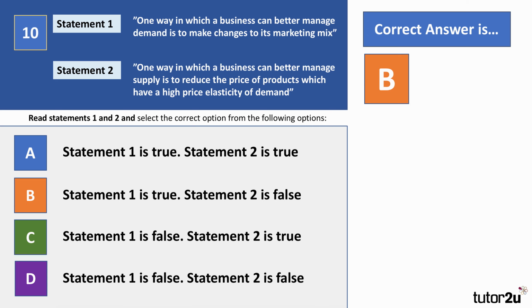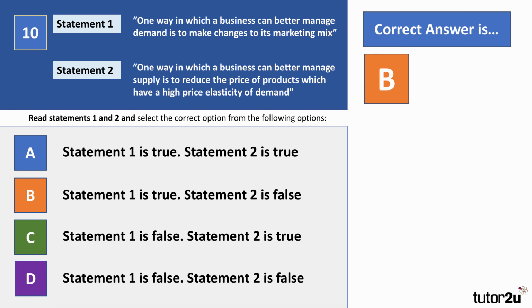Statement 2, well, that's not connected with supply, is it? One way in which a business can better manage supply, what that statement actually goes on to do is to describe a way in which the business is trying to manage demand, not supply. There are other ways of managing supply, but that describes a way of managing demand. So statement 2 is false, therefore the answer is B.